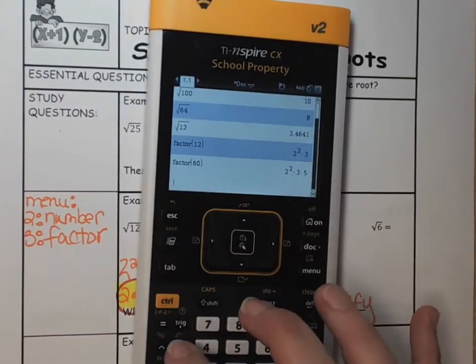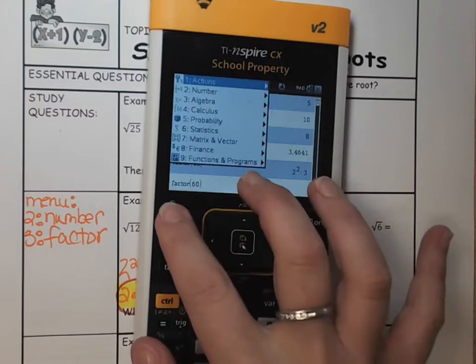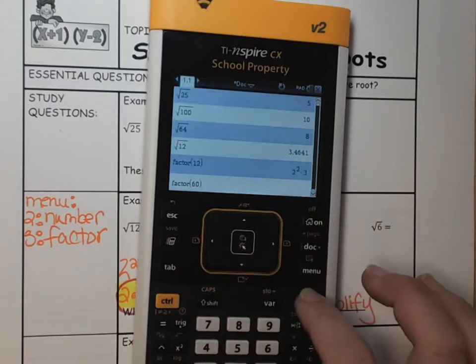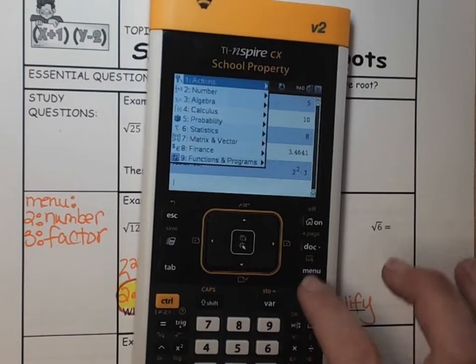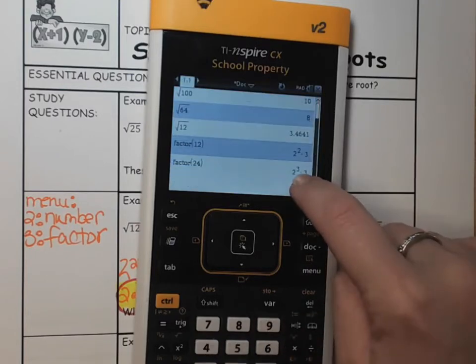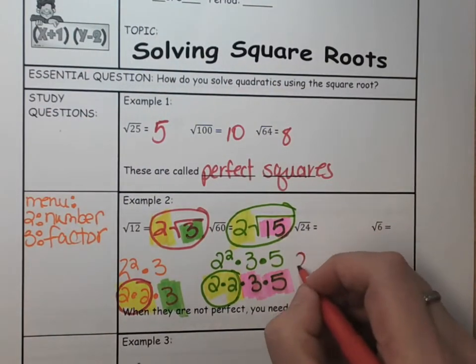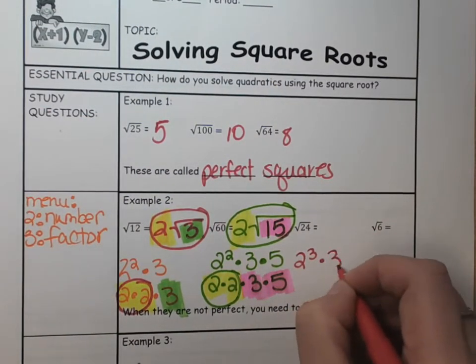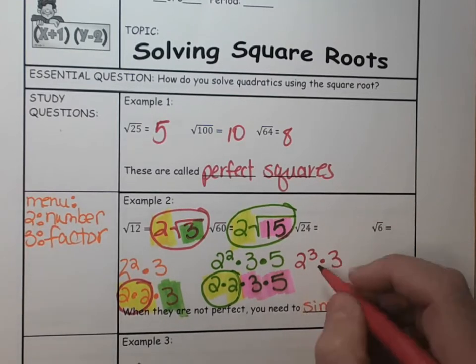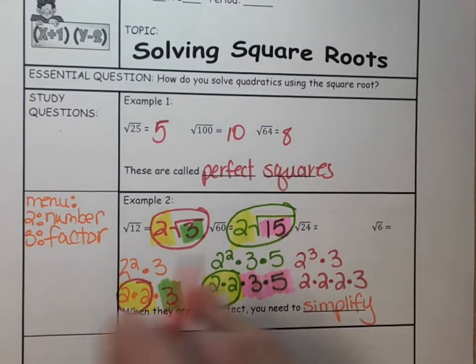Same thing on 24. Menu, 2, 3, 24. 2 to the third times 3. So that's 2 three times. 2, 2, 2, and 3.